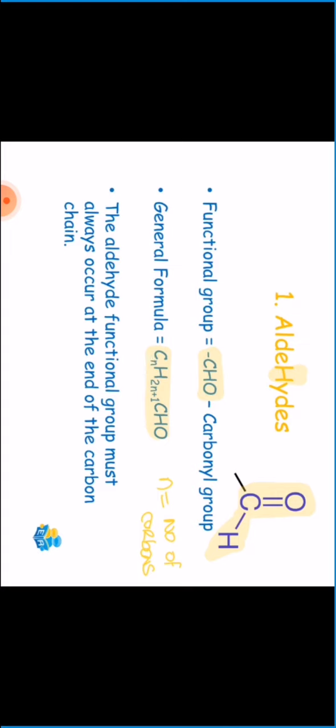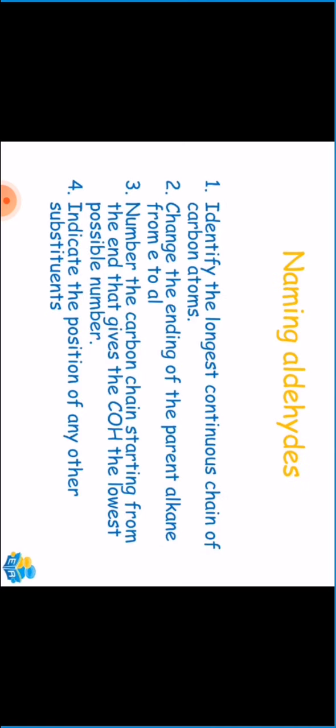The aldehyde functional group must always occur at the end of a carbon chain. So that's one key thing to look out for when you're doing aldehydes. The functional group, the C double bond O H, will be at the end of the carbon chain. So if you don't see this functional group at either end of your carbon chain, then you do not have an aldehyde.